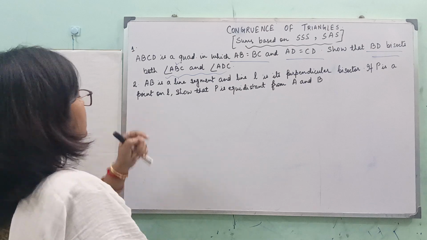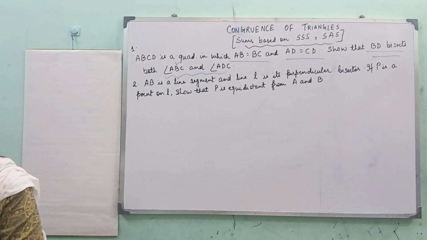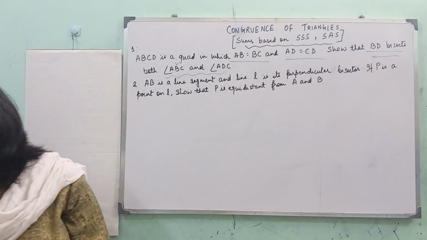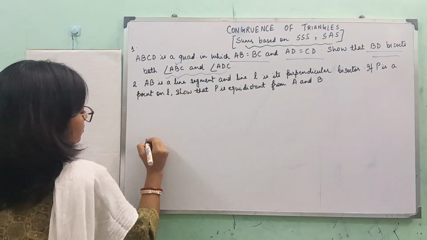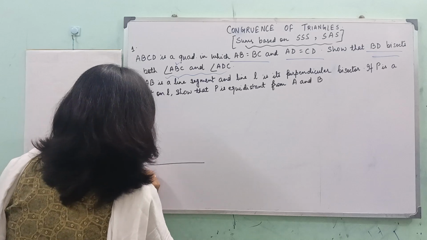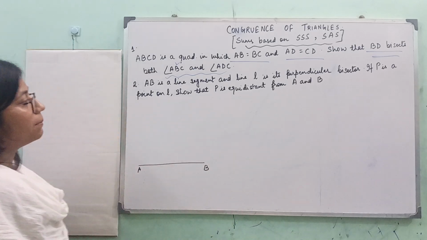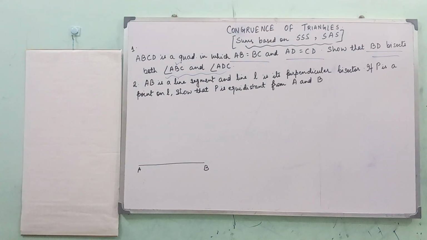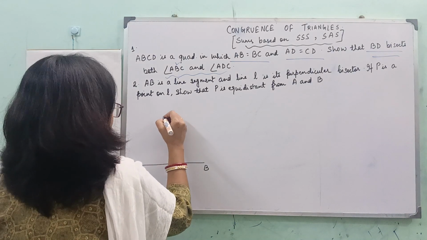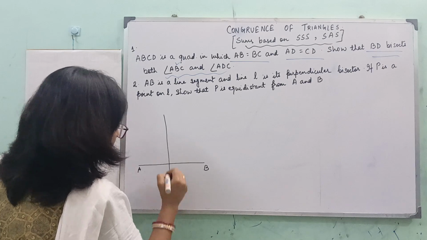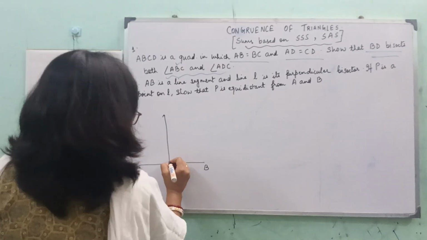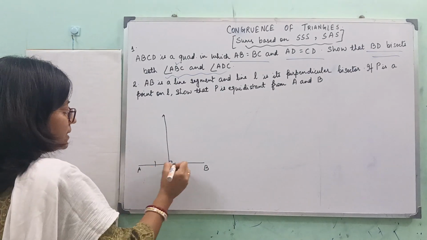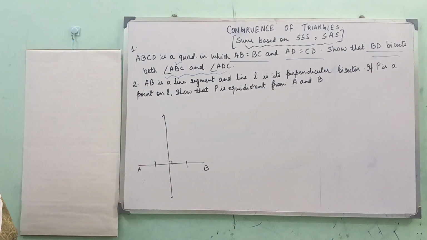The second question says that AB is a line segment. Okay, we shall draw the figure. So AB is a line segment and L is its perpendicular bisector. We know a perpendicular bisector is a line that is drawn perpendicular to the line segment and will bisect the line segment into two equal halves.